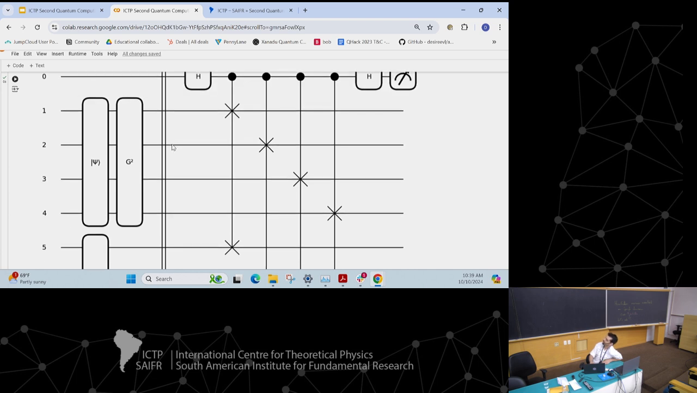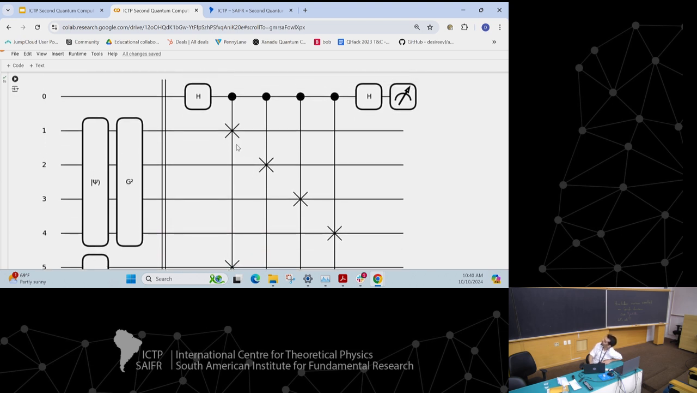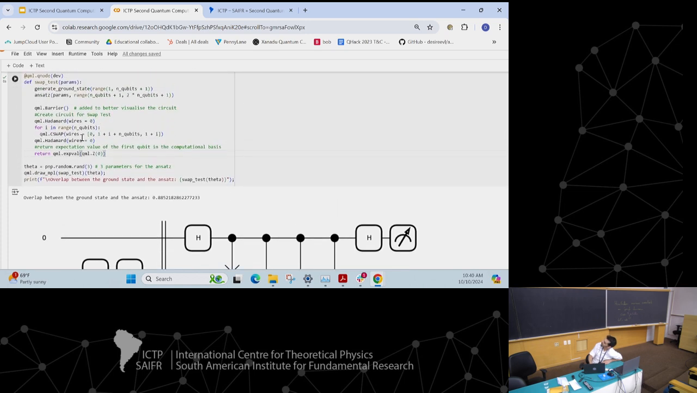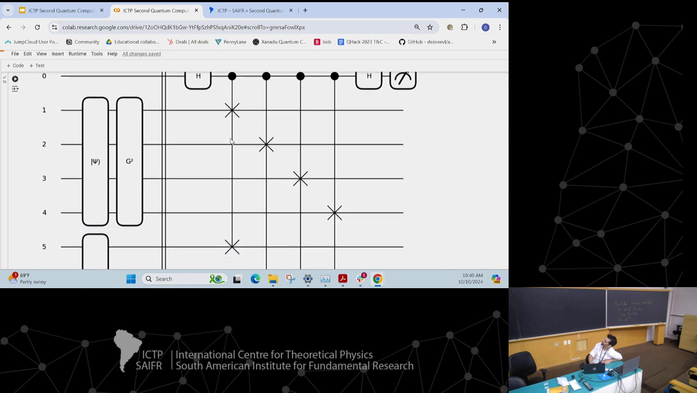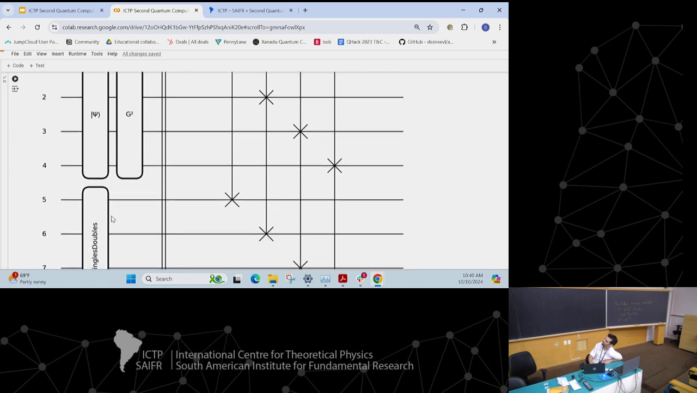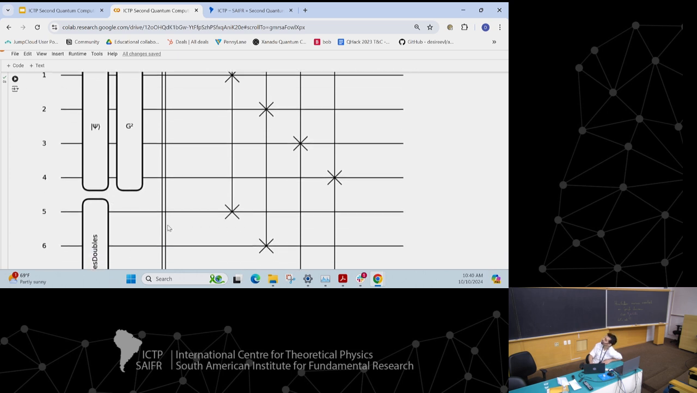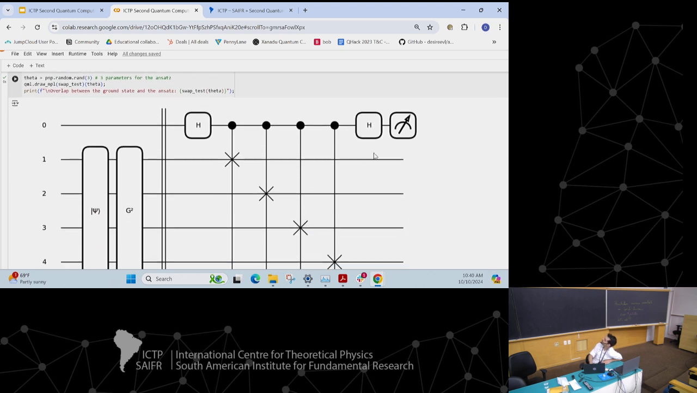This double line here, it's nothing. It's really just a barrier to separate the two parts. So this is building up the states that we need. The swap test comes in the next part. So you can see this weird for loop that we did over here is performing a series of controlled swap gates between your ground state wave function and your excited state ansatz. So you do a series of control swap gates and then a final Hadamard test.